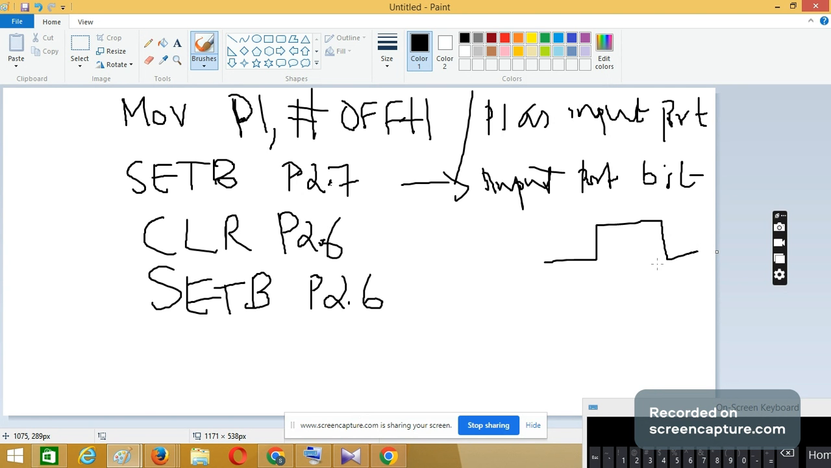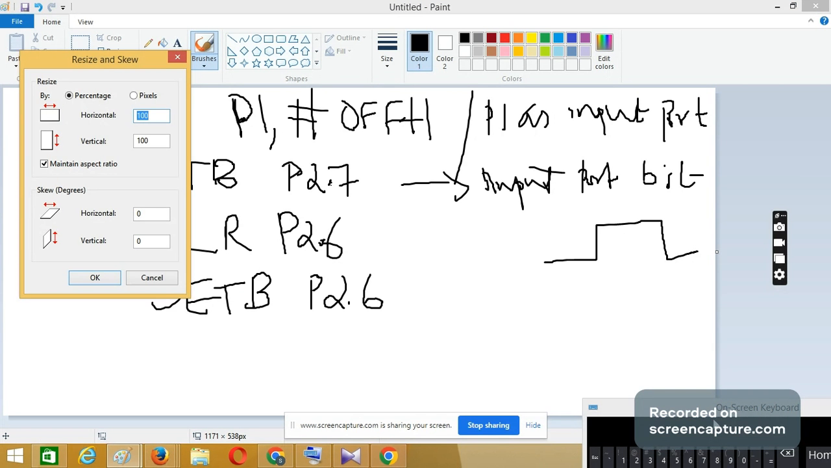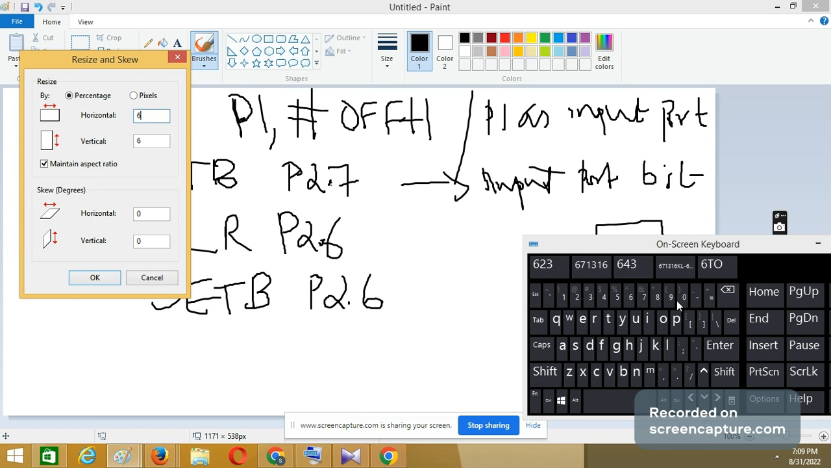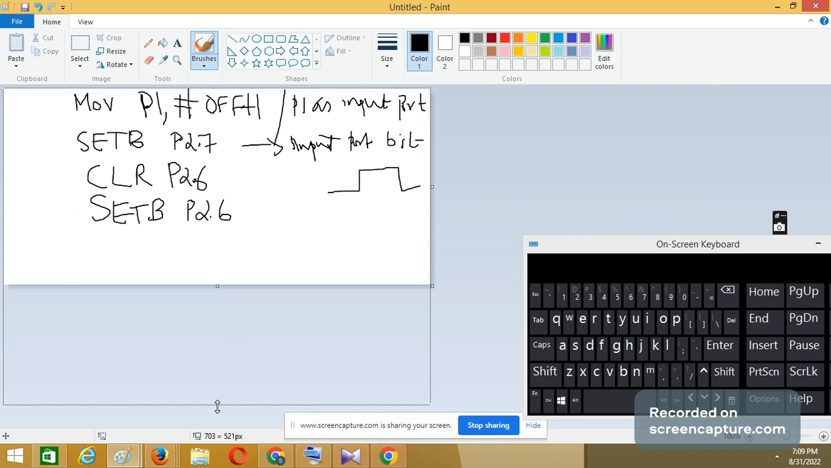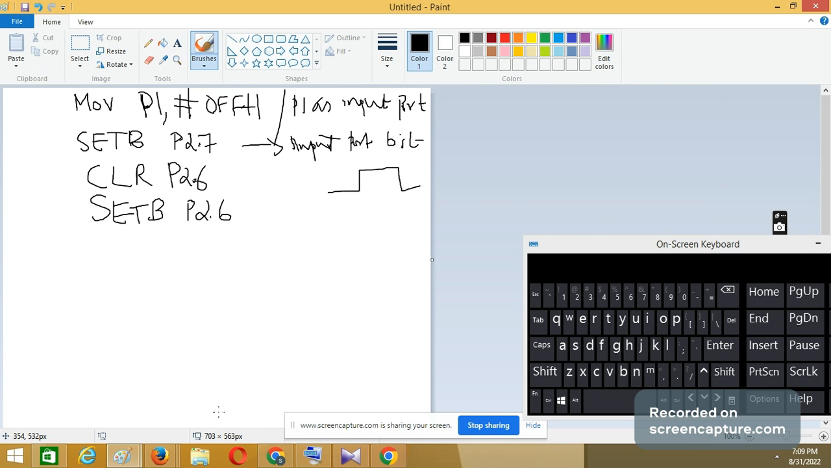So ADC is converting. Now after conversion is over, ADC will inform the microcontroller that conversion is over through which signal? INTR bar. INTR bar is connected to P2.7. So as long as P2.7 is high, jump on bit, which means the bit is 1, conversion is not over. So you have to wait here only.